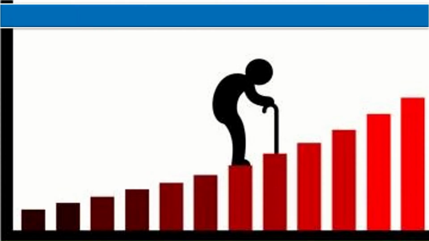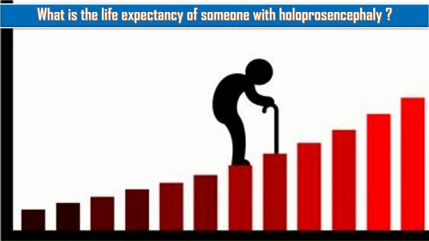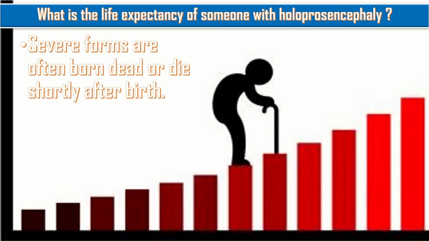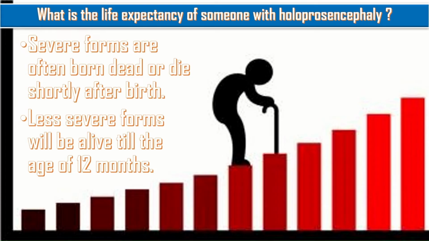What is the life expectancy of someone with holoprosencephaly? This depends upon the type of abnormality. Those with the most severe form are often born dead. Those with less severe forms may live until the age of 12 months.